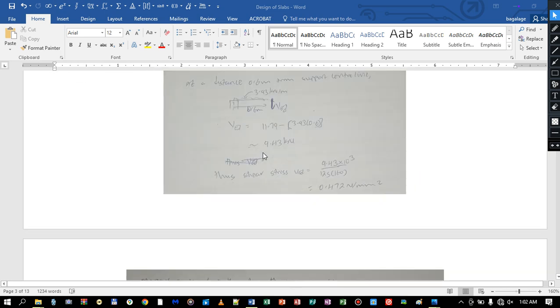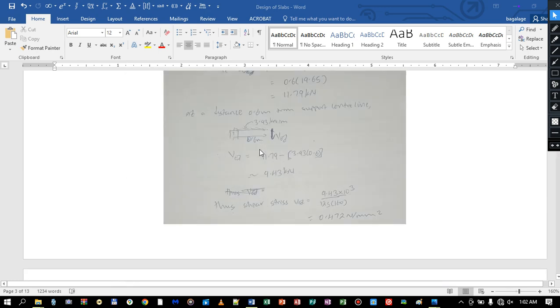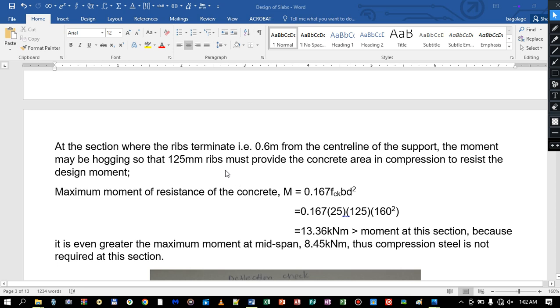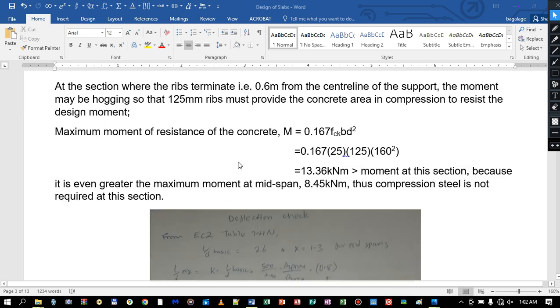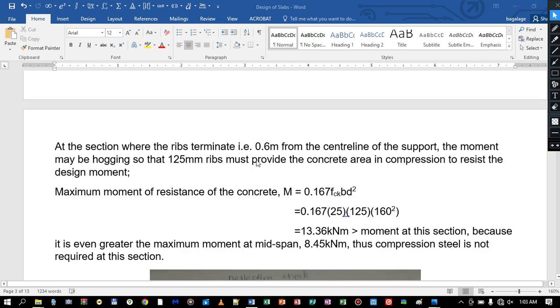So now, allow me to stop here. Then we shall meet in the next tutorial as we talk about deflection, we talk about shear, and also we design our topping reinforcement mesh. And by that we shall be through with the design of a ribbed slab.